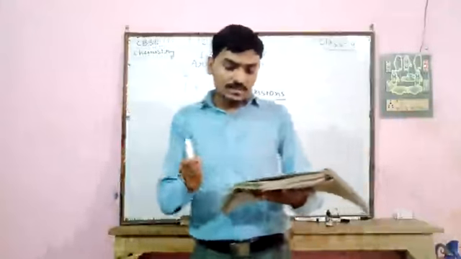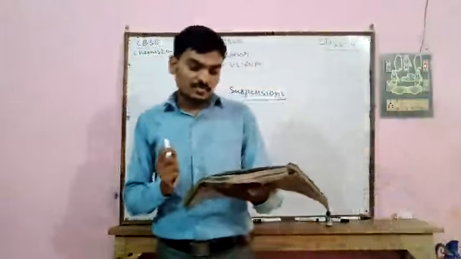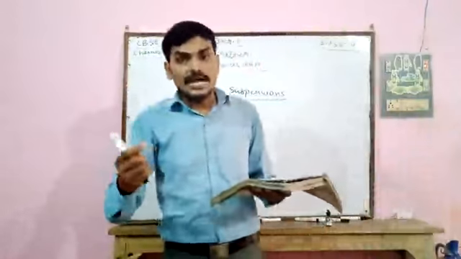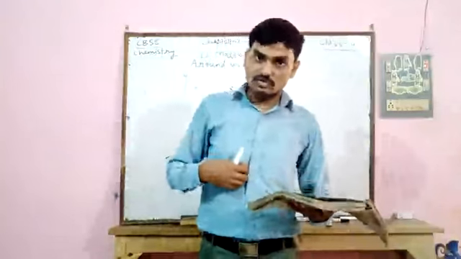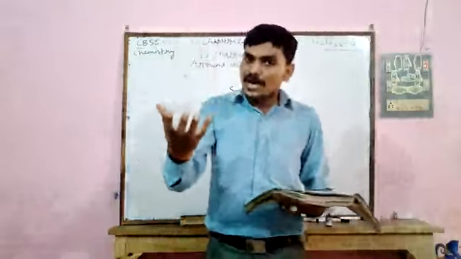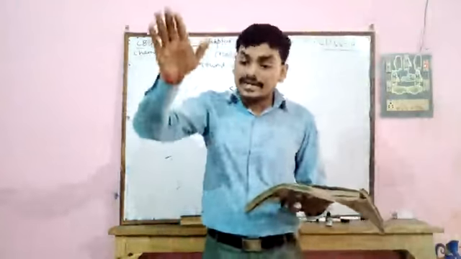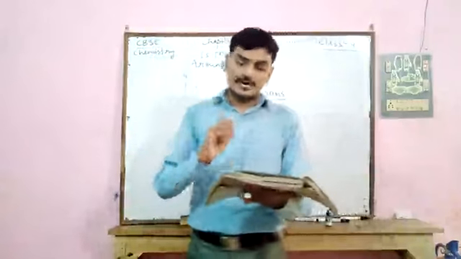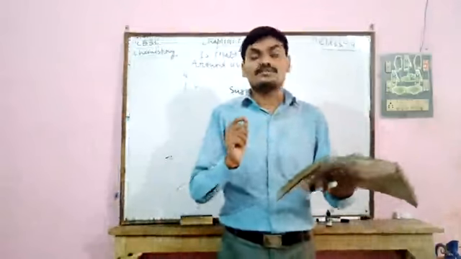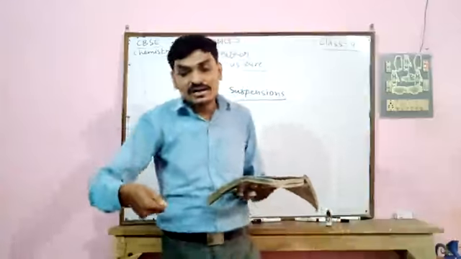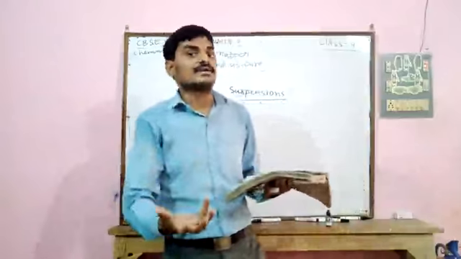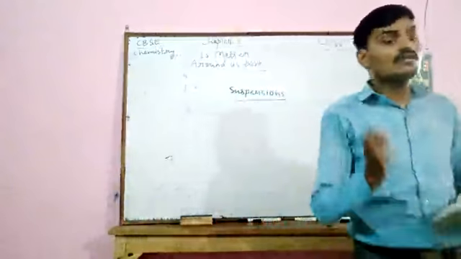Suspensions are unstable. The particles of a suspension settle down after some time. If you leave the chalk water suspension for some time, then after some time the particles of the chalk get settled down. So this is the property of a suspension. A suspension scatters a beam of light passing through it. If we pass a light beam into a suspension, then it gets scattered. So these are the properties of a suspension.